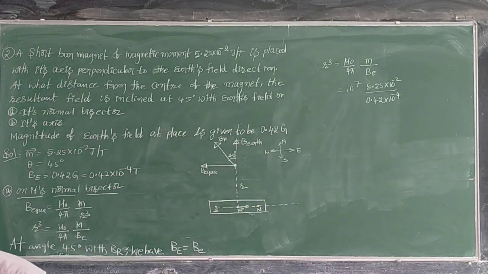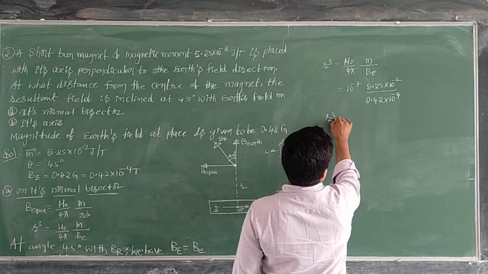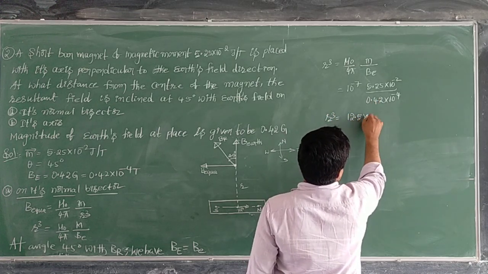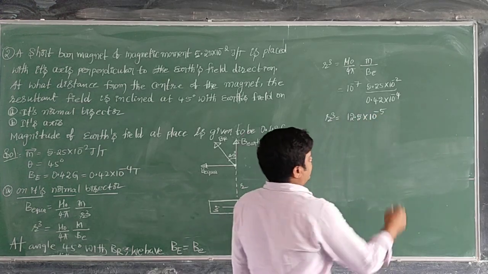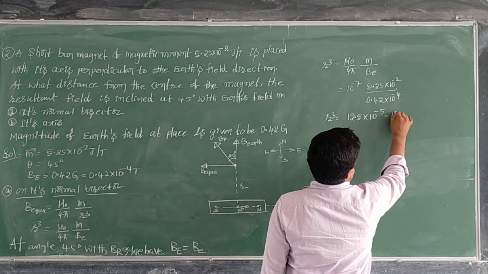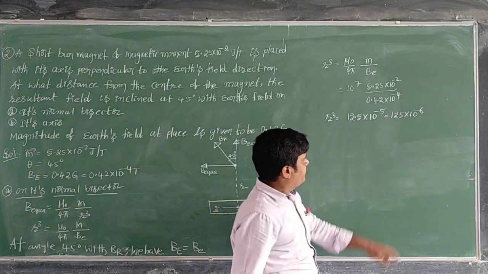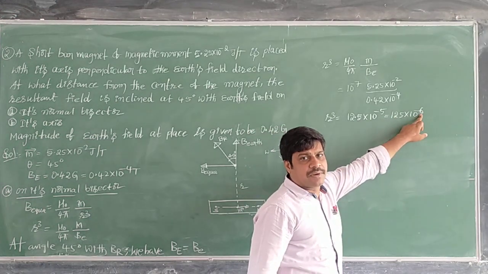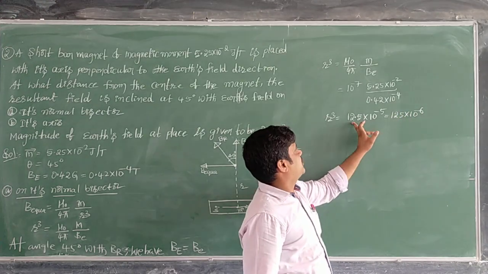After simplification, we get R cube equal to 12.5 into 10 power minus 5. This we can write as 125 into 10 power minus 6. Why? Because if you use 10 power minus 1 here and multiply with this one, once again you get 12.5 itself.